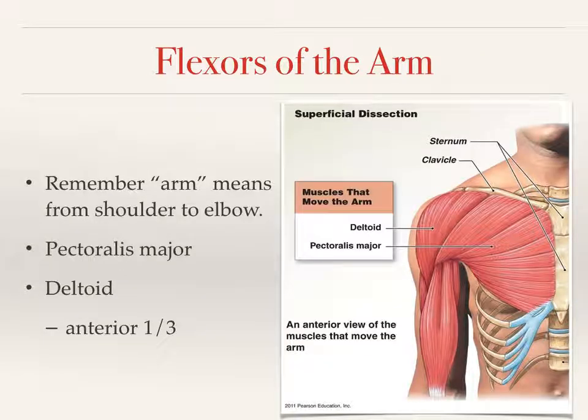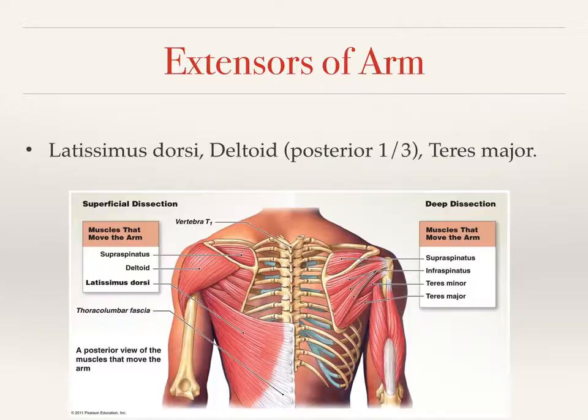There are two main muscles which flex the arm or allow it to move outward and anteriorly. These are the pectoralis major and the anterior one-third of the deltoid. Note that by definition, the arm is the area between the shoulder and the elbow. Extension of the arm refers to moving the arm outward and posteriorly. There are three main muscles which extend the arm, and these include the latissimus dorsi, the posterior one-third of the deltoid, and teres major.